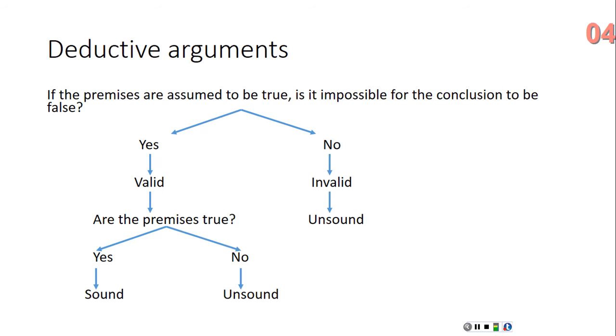If the answer is yes, then you're dealing with a valid argument. However, you need more information to determine whether this argument is sound or unsound. You need to ask, are the premises in fact true? If the answer is no, you have an unsound argument. And that's because an argument that is unsound has either false premises or it's invalid. Here we said that the premises are false, so that automatically makes the argument unsound. If you say yes, then it's sound, because you have a valid argument with true premises.